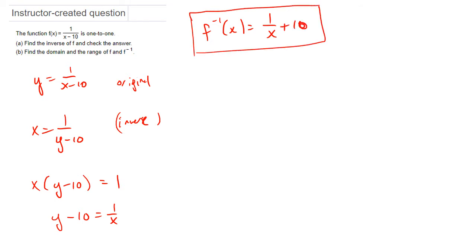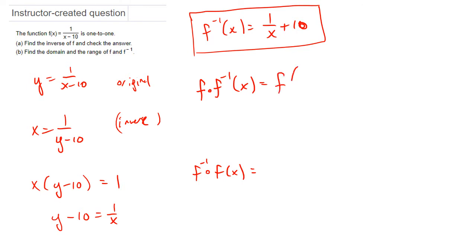Okay, we can check to make sure that this is correct. The way we would check this is we would say, what's the composition f of f inverse of x, and also what's the composition f inverse of f of x? When you compose a function with its inverse, f of f inverse and f inverse of f should, at the end of the day, just produce x. So let's see what happens.